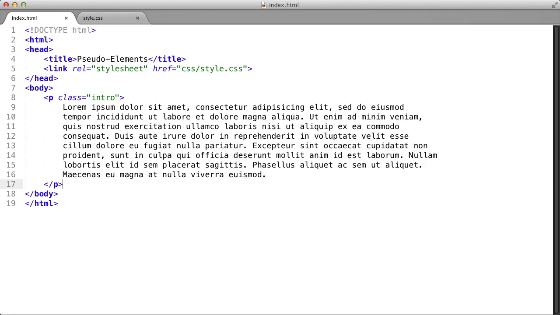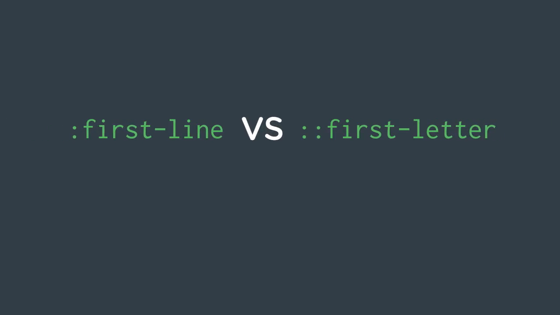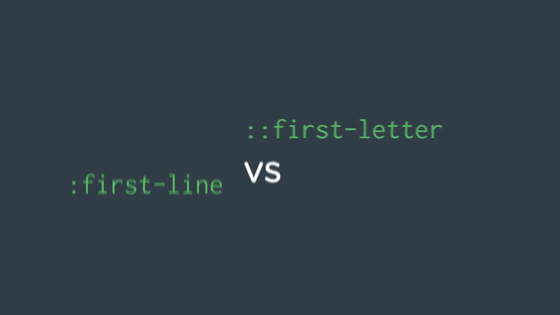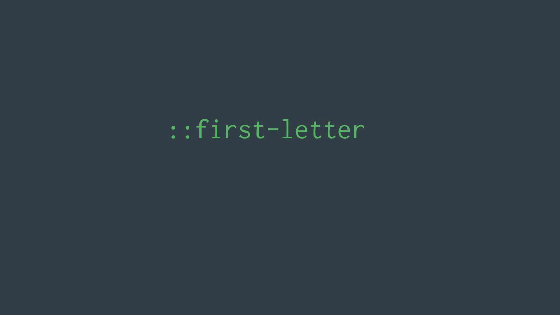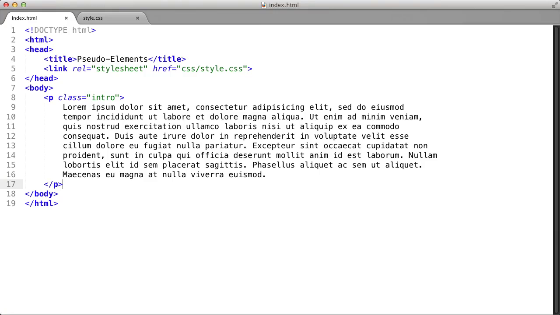Now, you might see pseudo-elements written with double colons instead of just one. Well, they both work exactly the same way. The double colon syntax is simply used to distinguish between pseudo-classes and pseudo-elements. So here we'll be using the double colon syntax.